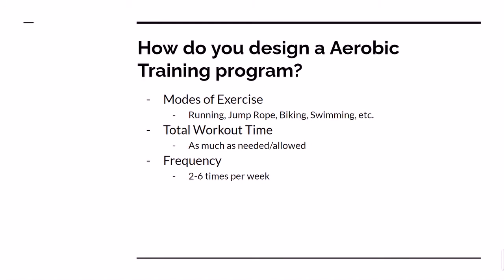So how do you design an aerobic training program? Again, we go back to the modes of exercise. You have running, jump rope, biking, swimming, and rowing. You want to look at the total amount of workout time you have. You need a minimum of about 15 to 25 minutes for it to be effective. However, if you're allowed a little bit more time, then push that as much as you can. And then you have the frequency. Typically you can do this about 2 to 6 times per week.